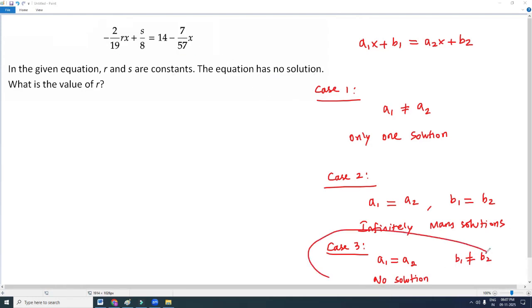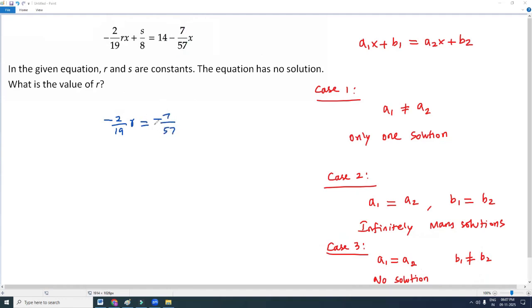Since the given linear equation in one variable has no solution, we have to consider the third case. That means the coefficients of x on the left side and right side are equal, and the constant terms on the left side and right side are not equal. Let's consider the coefficient of x on the left side. That is negative 2 over 19 times r. Let me write over here. And the coefficient of x on the right side is negative 7 over 57.